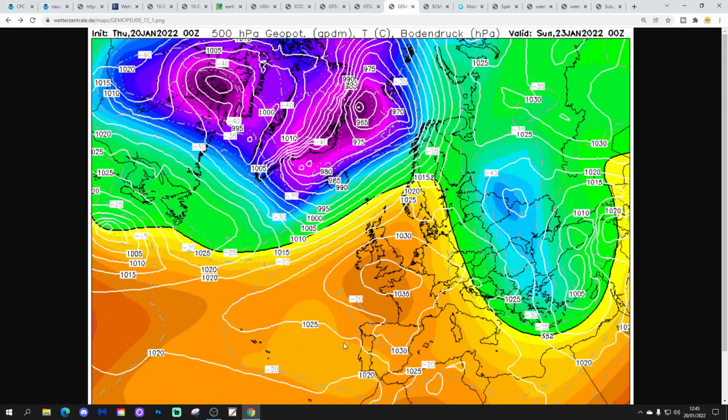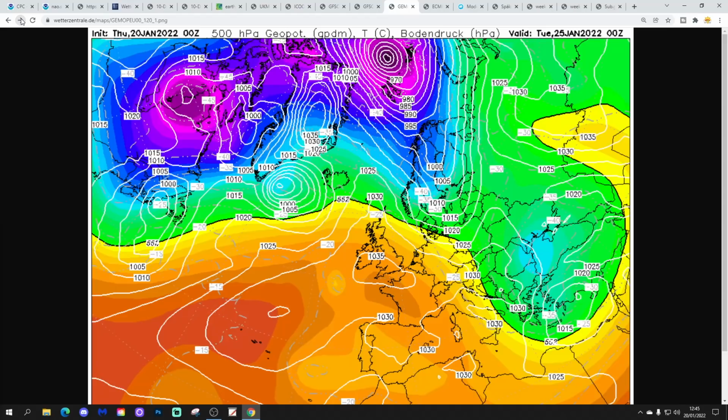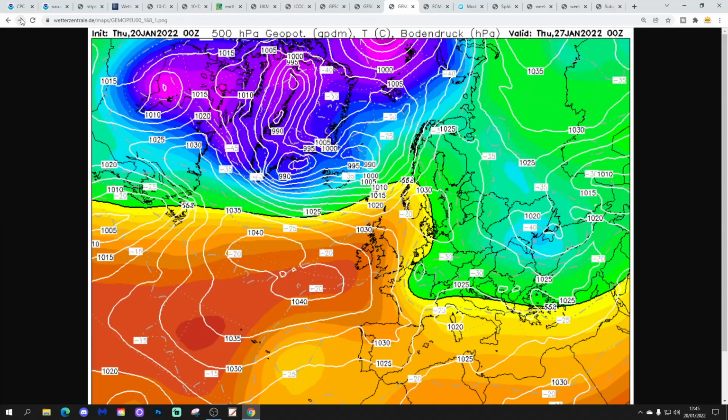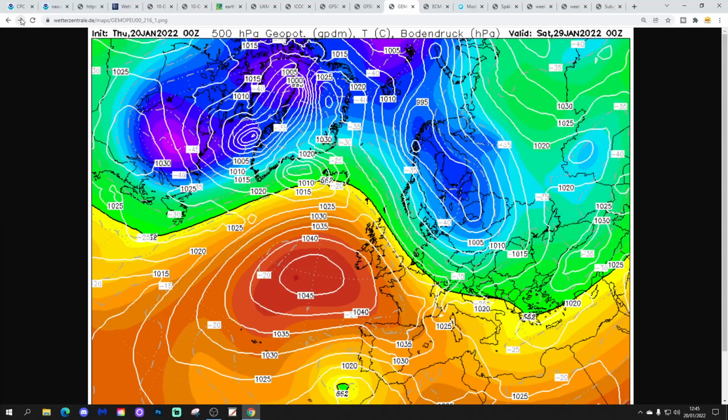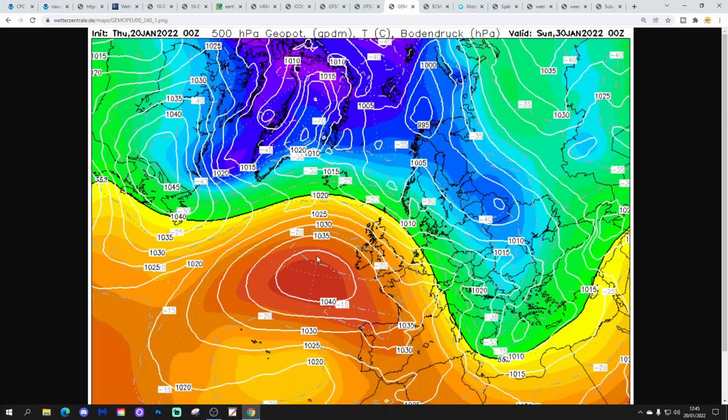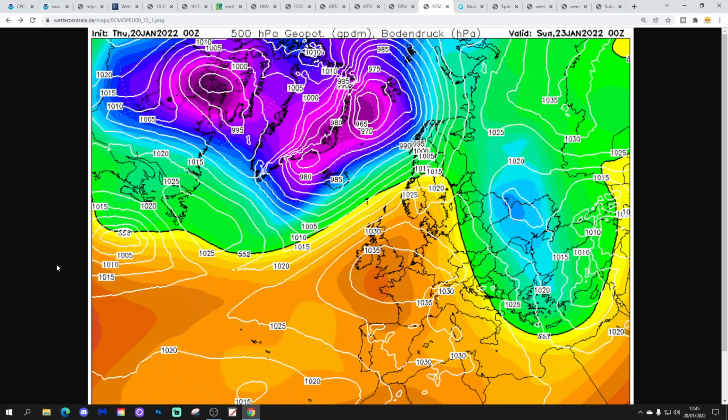But GEM, once again, shows that high pressure gradually being nibbled away at through the course of next week. But to be honest, it's a struggle. And even by day 10, the 30th of January, the high pressure is still sort of clinging on to the south and to the southwest as well. It's a bit more unsettled up in the north.